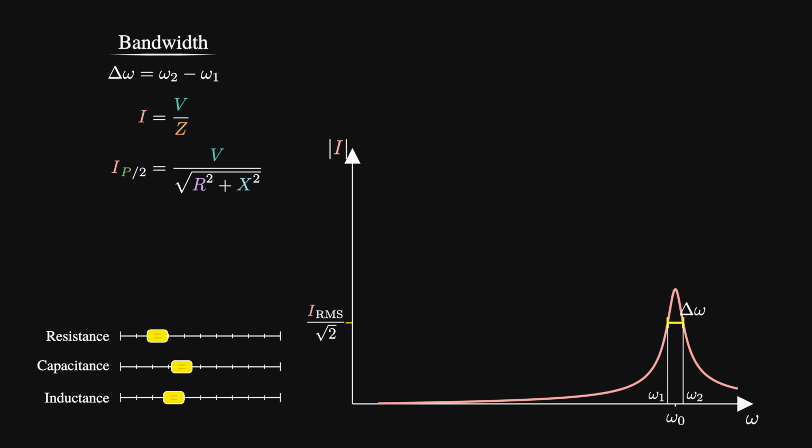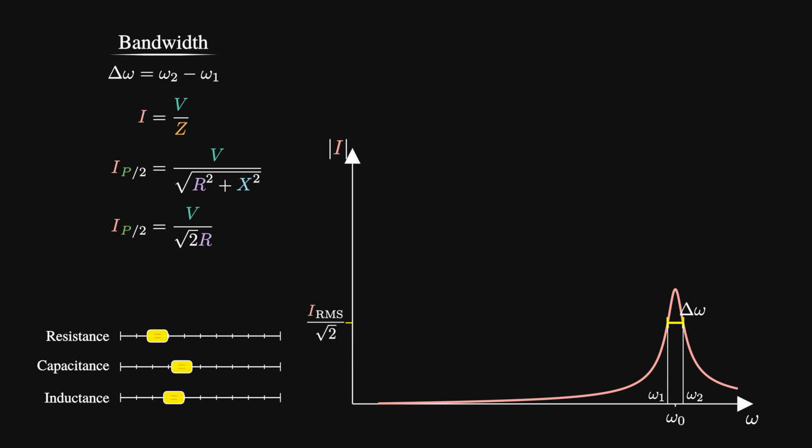However, for the maximum current, we know the reactance is 0, so applying Ohm's law here, we find it's just V over R. Now we also know already that the maximum current is square root 2 times larger than the half power current. So if we divide our second equation by square root 2, we can write this as I half P equals V over square root 2 times R.